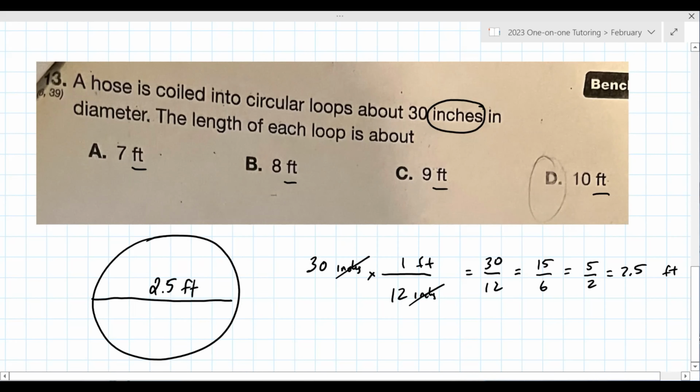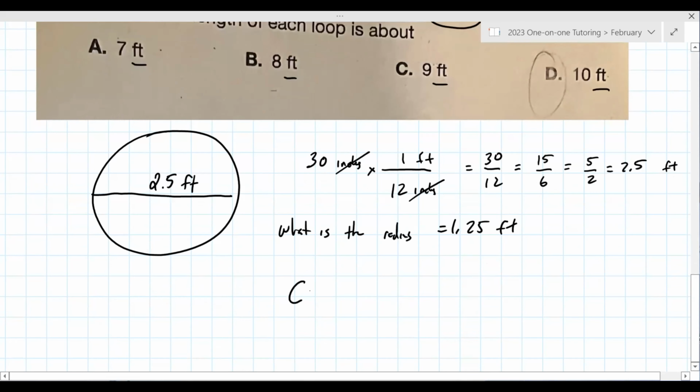Is that okay? Now what is the radius? 1.25 feet, good. And then the circumference, we actually didn't need that, but I just wanted to see if you know there are two formulas for circumference. It's pi times diameter, or it's 2 pi r.